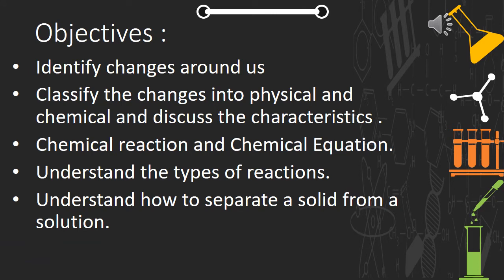Let's see what are the objectives of this lesson, that is what we are going to learn in this lesson. We are going to first learn about changes around us, identify changes around us. Then we are going to classify the changes into physical and chemical change and discuss the characteristics of the same. Further, we are going to learn about chemical reaction and chemical equation. Also, we are going to understand the types of reactions. And lastly, we are going to understand how to separate a solid from a solution.